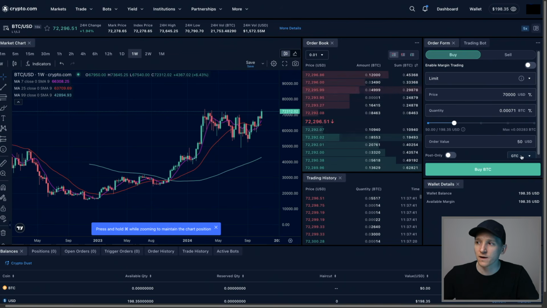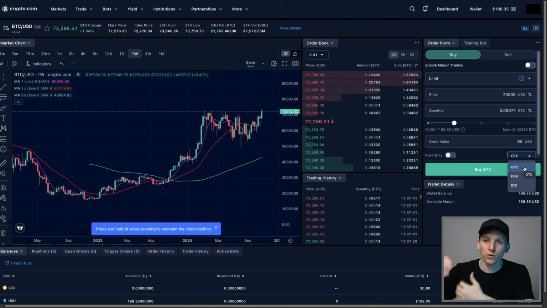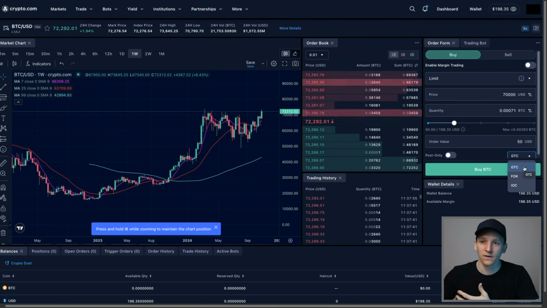or if it never gets there, it will never trade. You can see here, GTC. This means good till cancelled. So it means my order that I'm about to put in will be good till cancelled, till I cancel it. And it'll just work there forever until I physically cancel it.